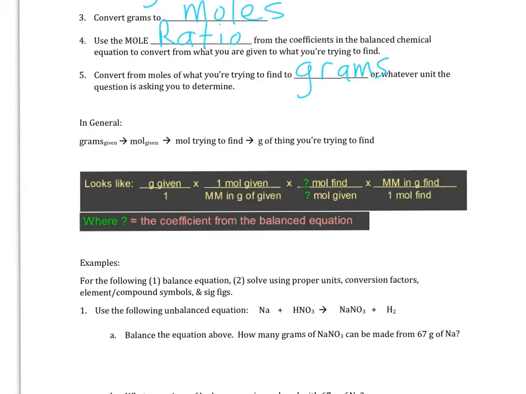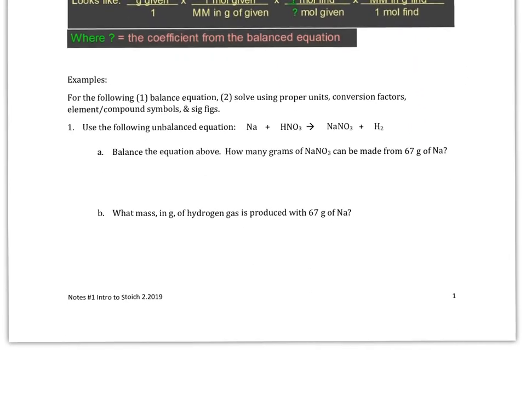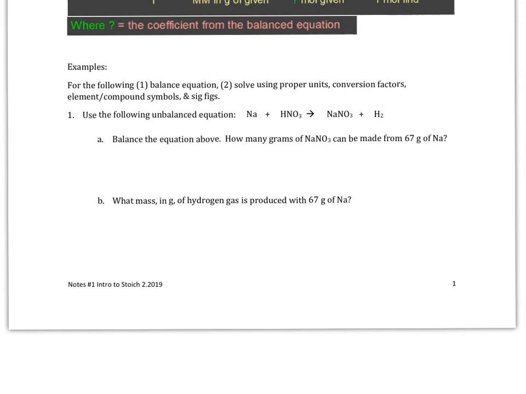So for example, for the following, balance the equation, solve using proper units, conversion factors, element and compound symbols, and sig figs. So question number 1, use the following unbalanced equation to A, balance the equation above, and then find out how many grams of NaNO3 can be made from 67 grams of sodium. So we have our start, and we're trying to find NaNO3.